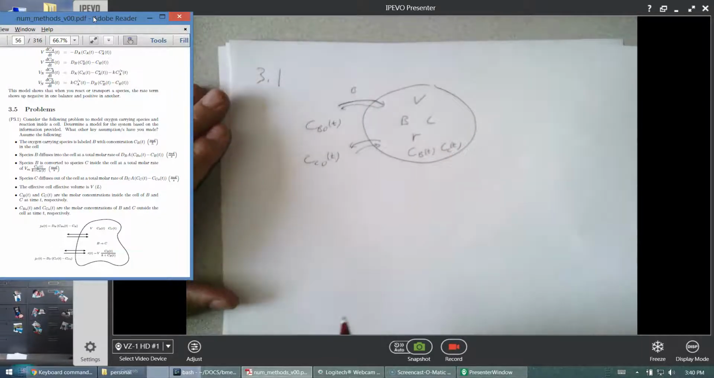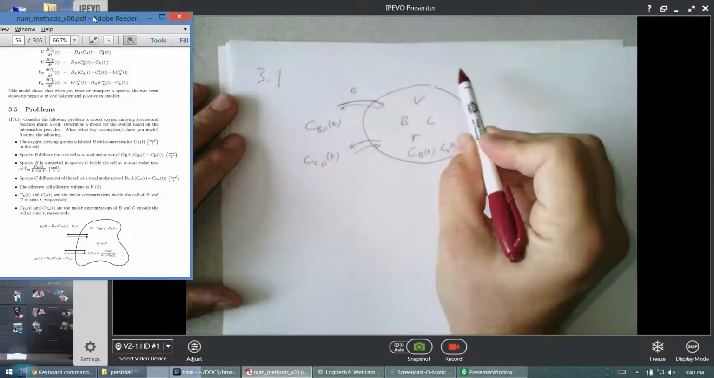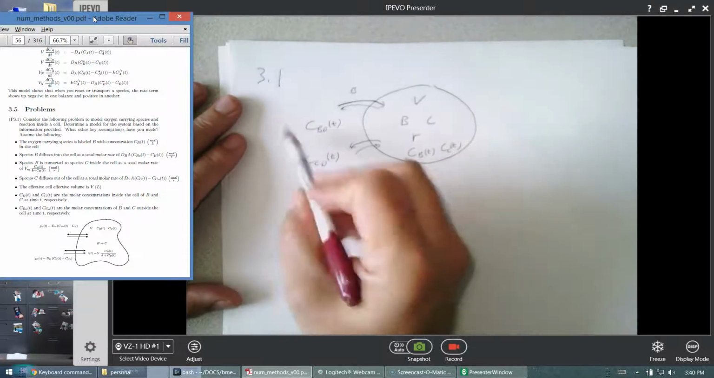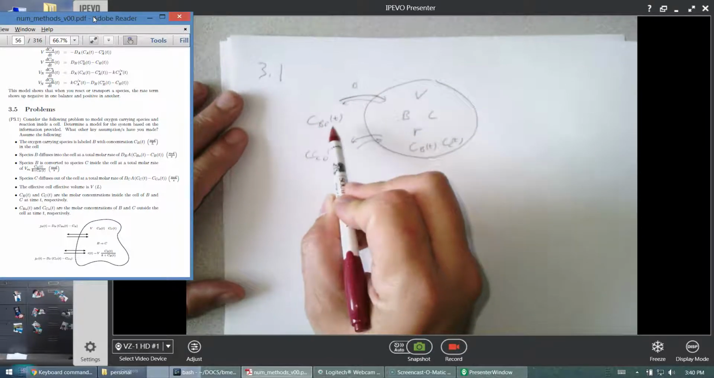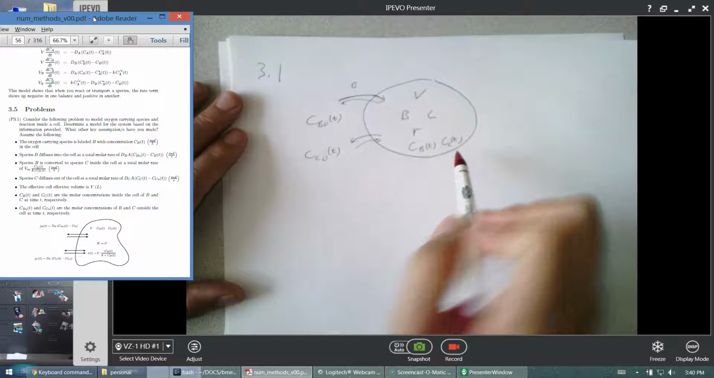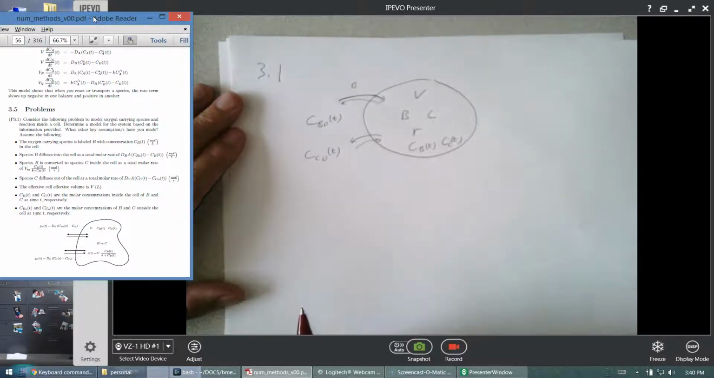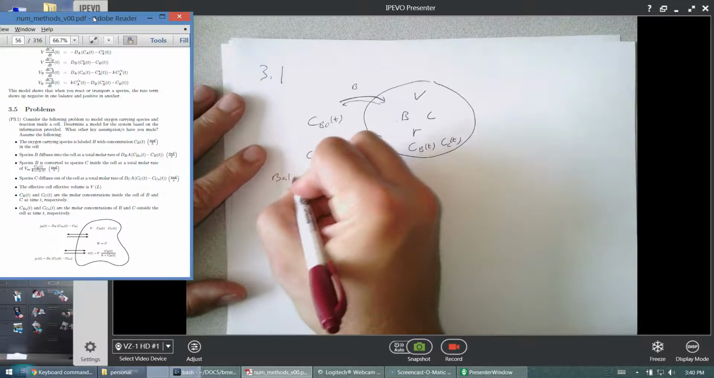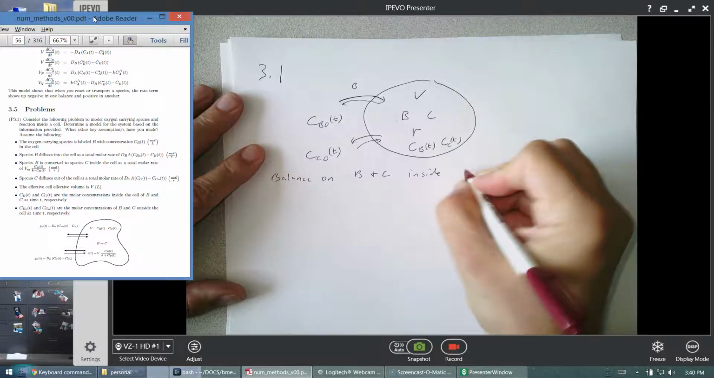So we have all these different species. We know the volume here. We don't know the volume outside the cell. So we're not going to have to model these external species. We have no idea what the volume is, so we can't figure out anything about accumulation rates overall for these species. But we can model the cell itself. So let's write down, since we have one volume and two species, we're going to have two balances. One is going to be for B, and one's going to be for C. Balance on B and C inside cell.